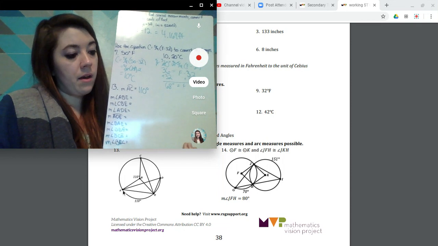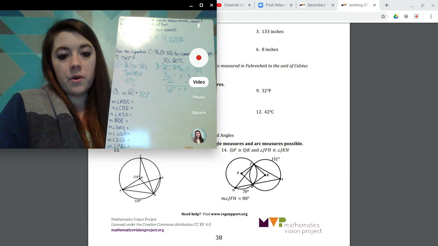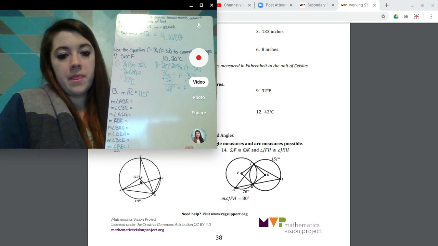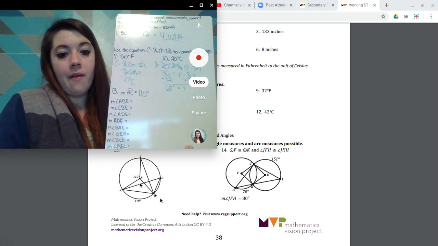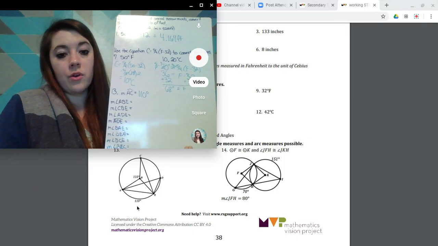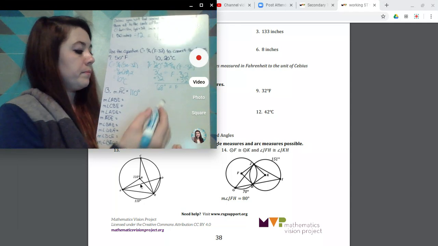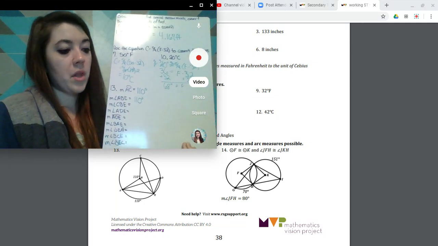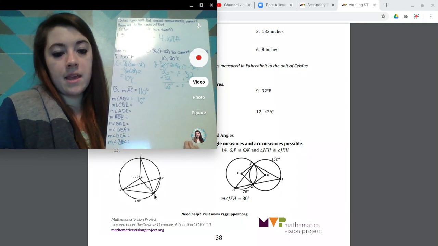Now, the measure of angle ABE, so ABE is this over here. This arc AE has endpoints on this angle, and this angle is at the center. So if the arc is 110, the central angle also has to be 110 degrees. Excellent. Okay, now angle CBE.